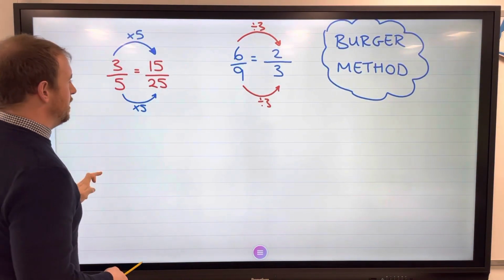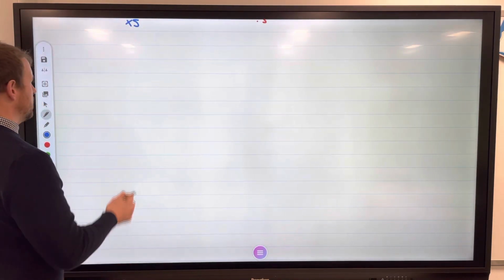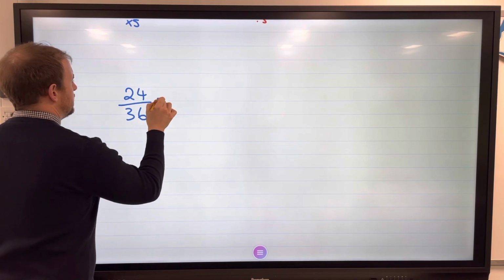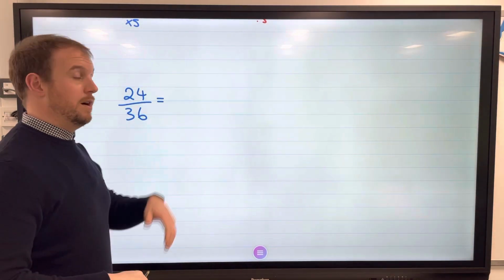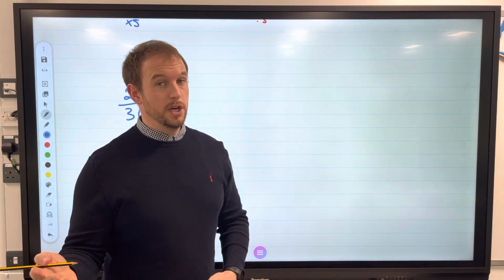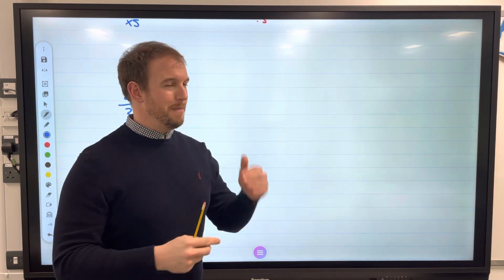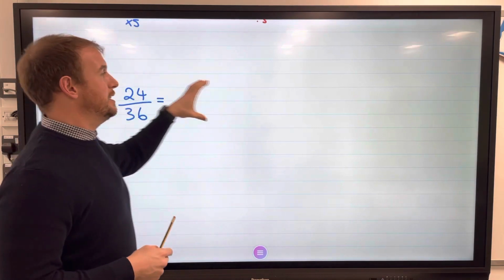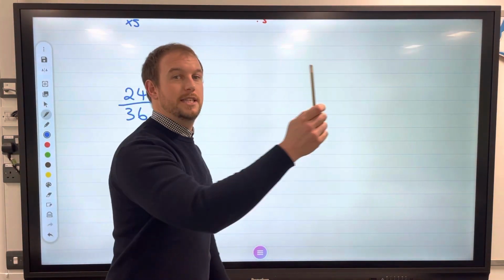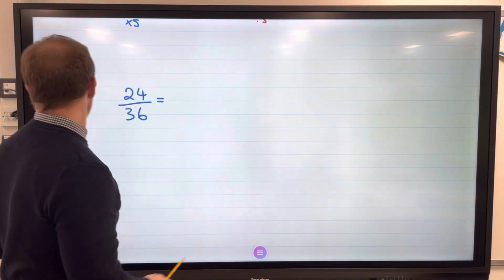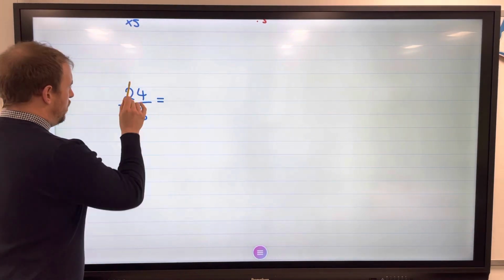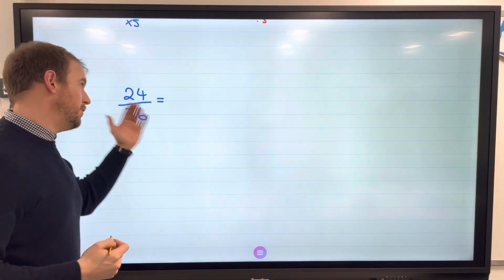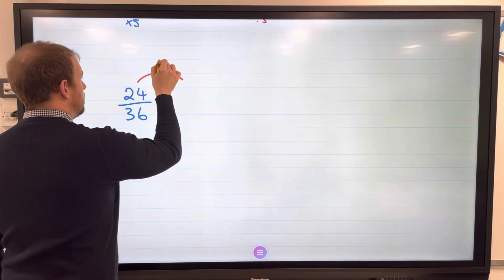So how about if I had some really big numbers? How about if I had 24 and 36? Now I know what the highest common factor here is, but some of you might not know that straight away. It doesn't matter how many steps it takes as long as we get to the simplest form. So here, what's a number that goes into 24 and 36? Well, 2 goes into them, both even. So let's divide them both by 2.